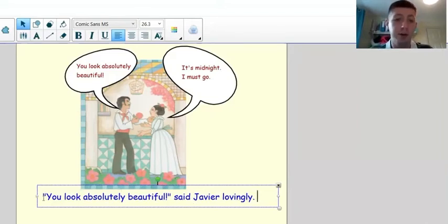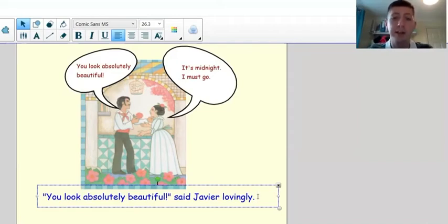I've got the speech marks at the start, "You look absolutely beautiful," with the exclamation mark, then the speech marks to show that the speech has finished. But the sentence hasn't finished. The rest of the sentence is, "Said Javier lovingly," and that's why the full stop goes at the end.